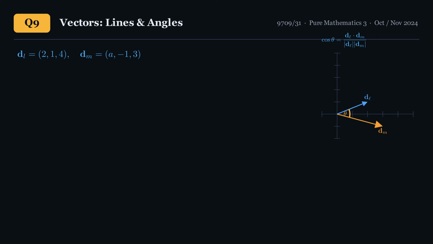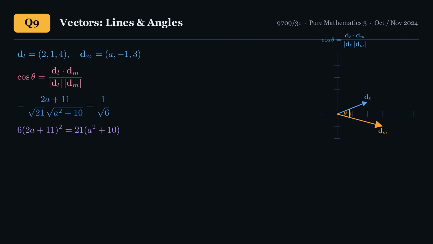Line L has direction (2, 1, 4). Line M has direction (a, -1, 3). The angle between two lines uses only their direction vectors. Cosine theta equals dL dot dM over mod dL times mod dM. The dot product is 2a minus 1 plus 12, which is 2a plus 11. Mod dL is root 21. Mod dM is root of a squared plus 10.